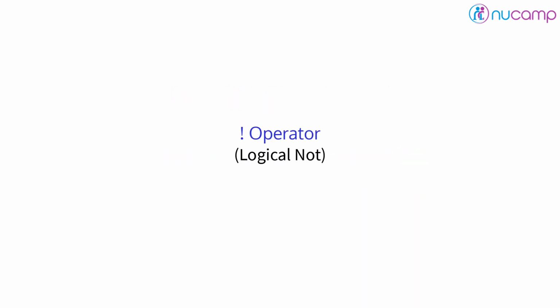Let's go over the logical not operator first, since we just saw that used with not equals. The exclamation point or bang operator is known as the logical not. It returns the opposite of the Boolean value of its operand. It only takes one operand.